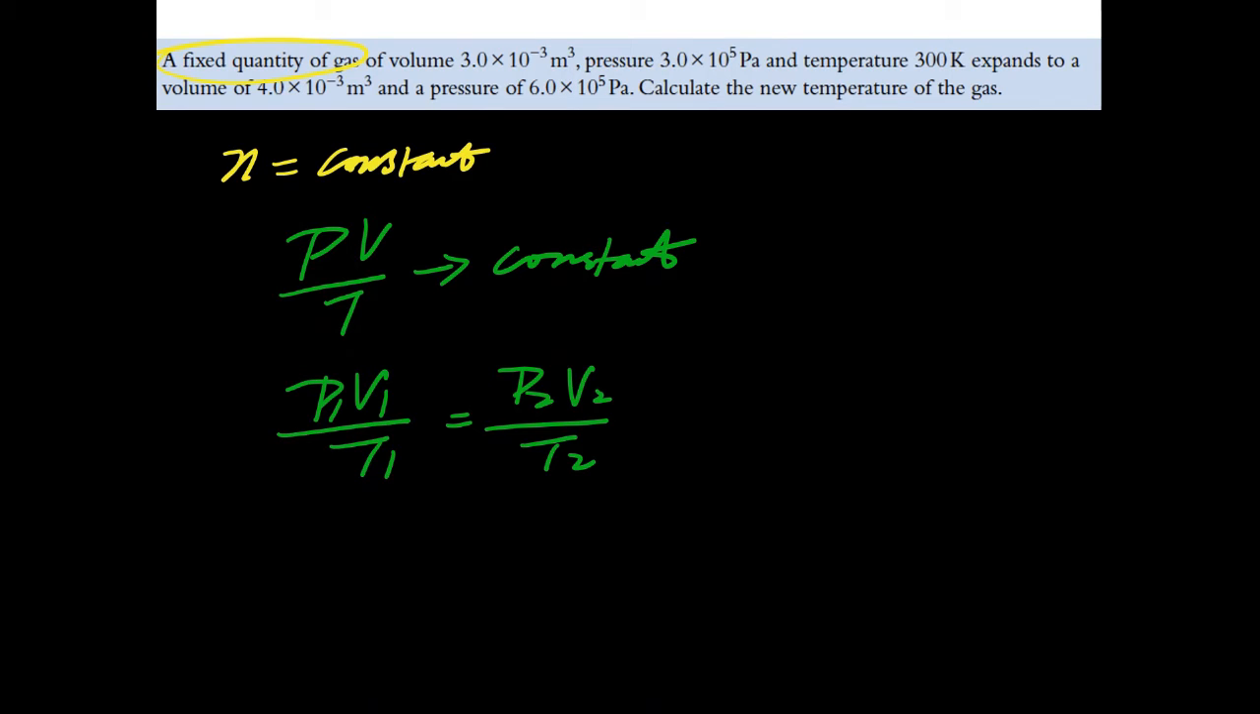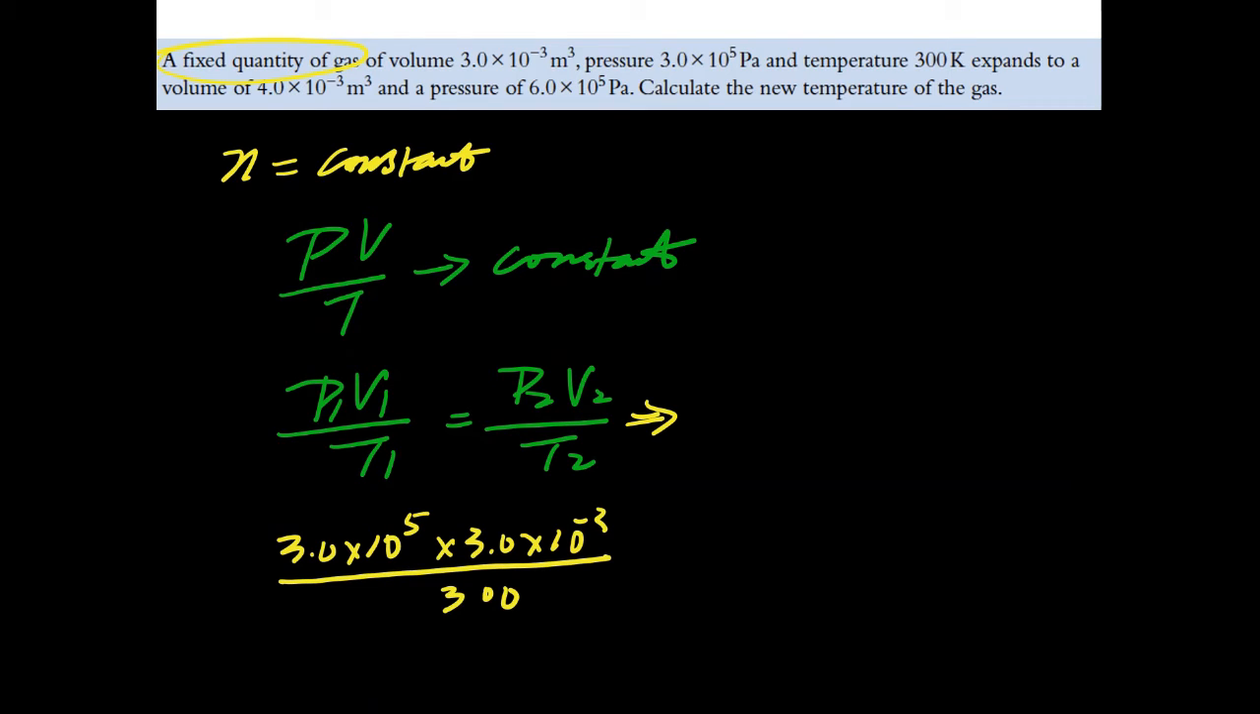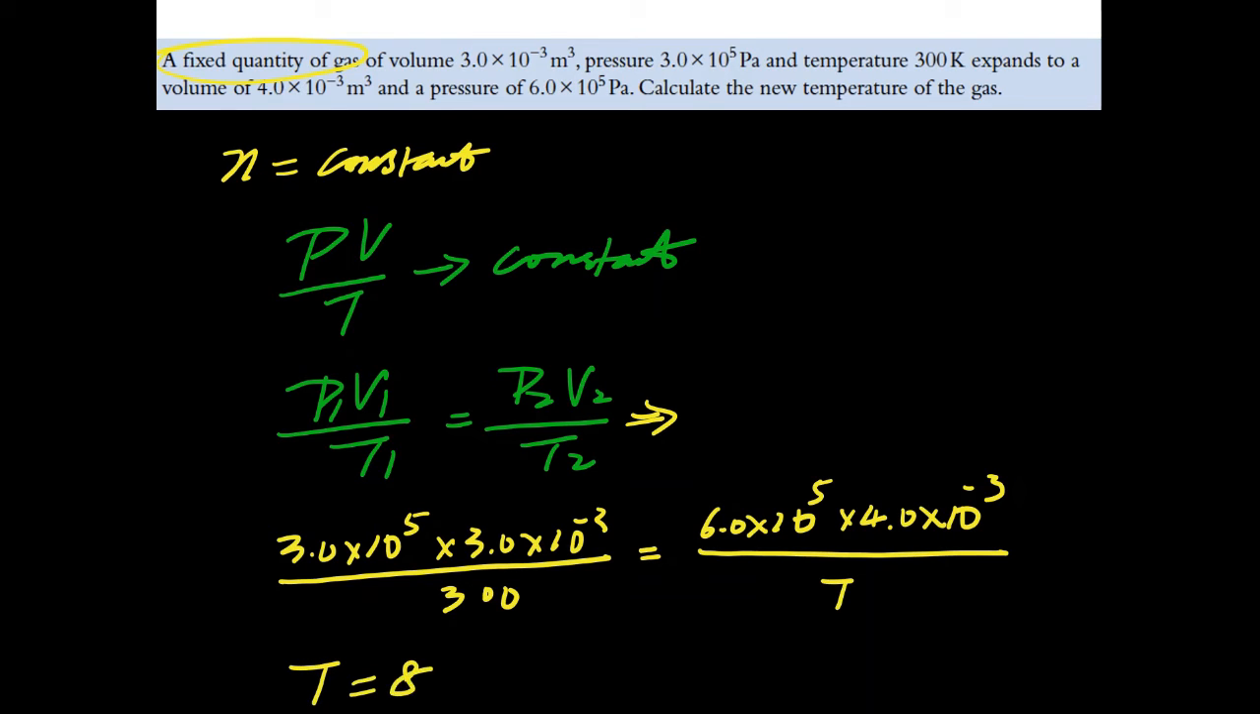Temperature is already in Kelvin. We don't have to convert. So 3 times 10 to 5 times 3 times 10 to minus 3 divided by 300 equals 6 times 10 to 5 times 4 times 10 to minus 3 divided by T2. And T2 equals 800 Kelvin. So the new temperature of the gas is 800 Kelvin.